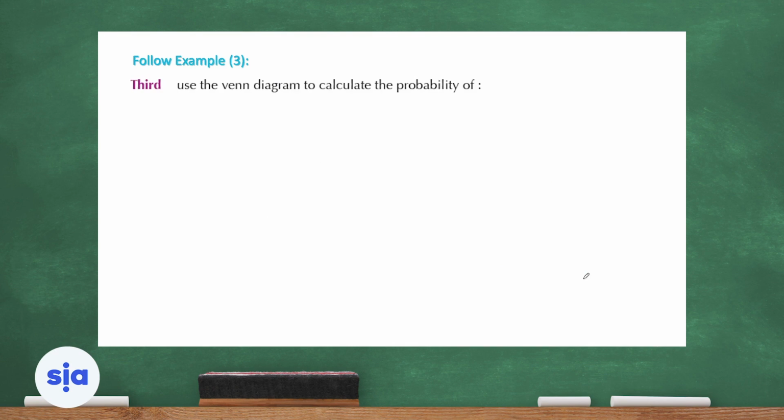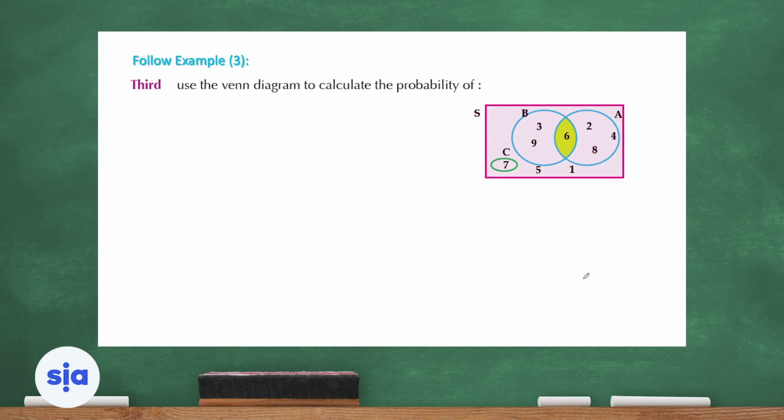Following example 3, use the Venn diagram. Here's the Venn diagram where A, B, and C are there.